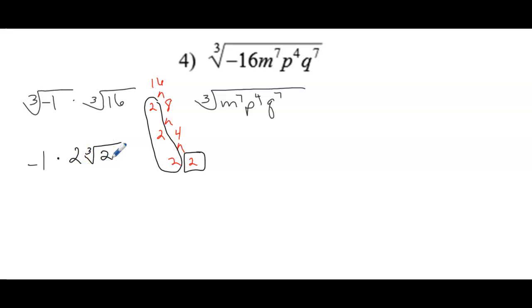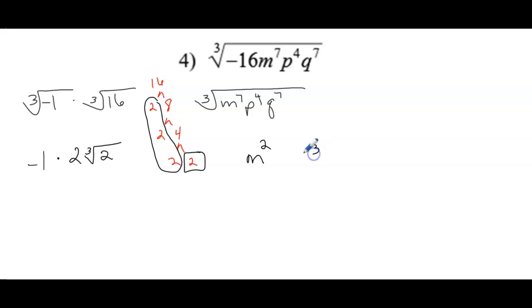And then we want to look at our variables. If you want to write them out, you can, like 7 m's, 4 p's, 7 q's if you want, or you can just think about it like division. So 3 goes into 7 2 times. So we have m squared out front. But then you would have a remainder of 1 because 3 times 2 only gives you 6. So you would have 1 m left over.